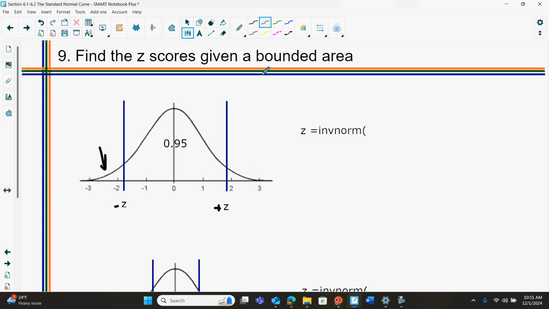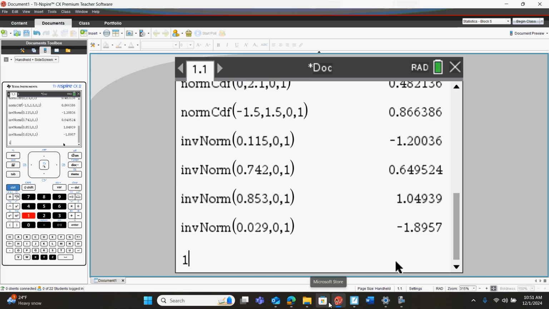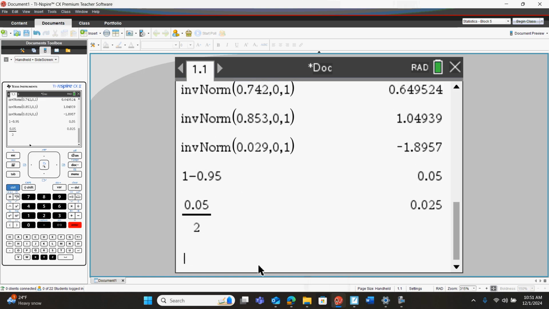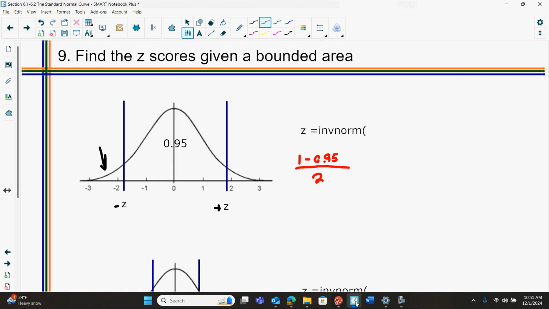So here's what we're going to do. First, we take 1 minus 0.95 and divide that by 2. The reason I have to divide by 2 is that the 0.05 is the area of this left section and this right section cut off. So now we have 0.025. That's the area to the left of this curve here.